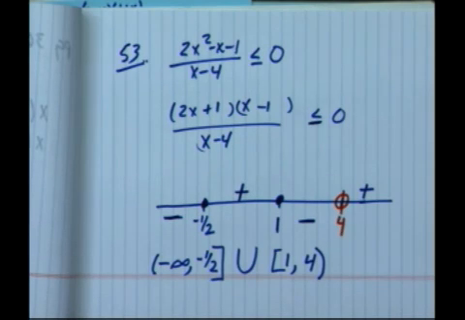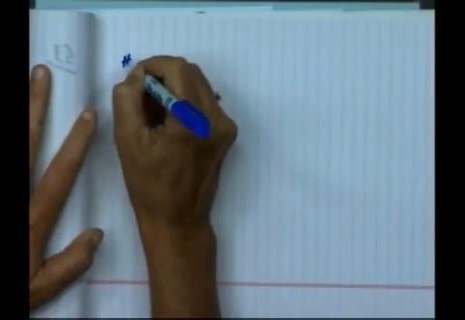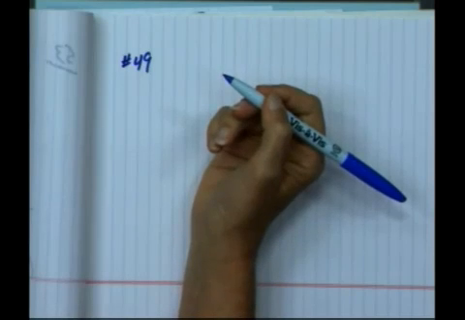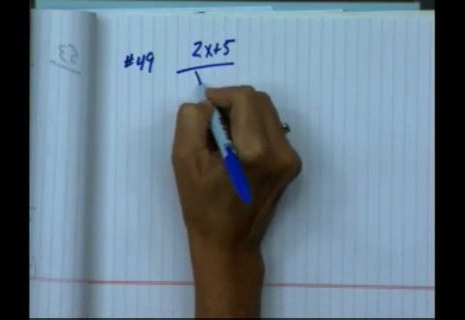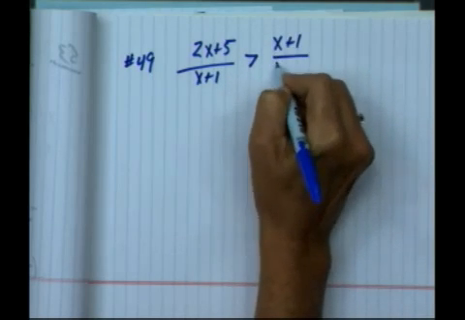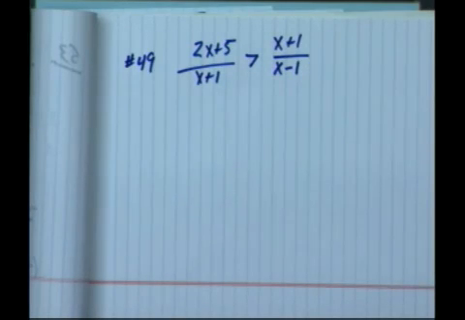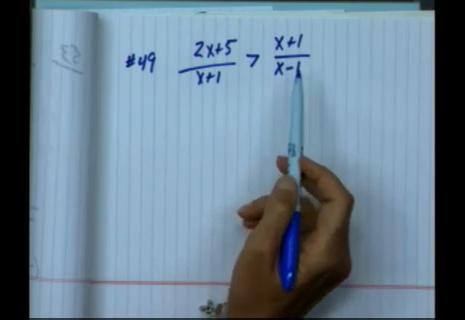All right. One last problem, and then we are an expert. That's going to be problem number 49. Number 49, and I'll just write it down. 2x plus 5 over x plus 1 greater than x plus 1 over x minus 1. Okay, we're solving for all values of x that make this inequality a true statement. 2x plus 5 over x plus 1 greater than x plus 1 over x minus 1.